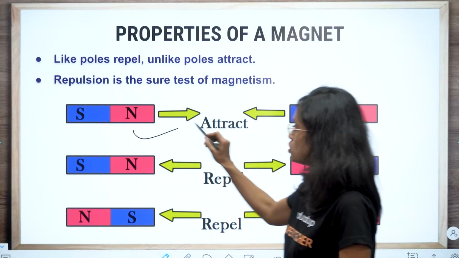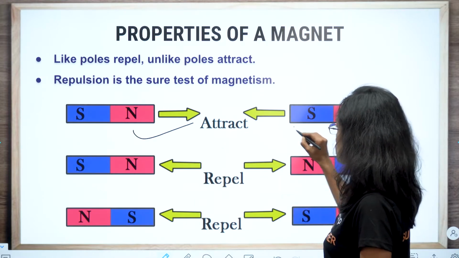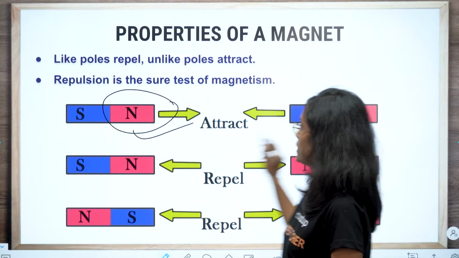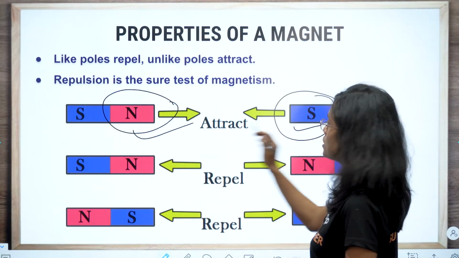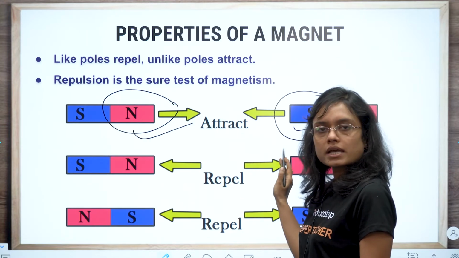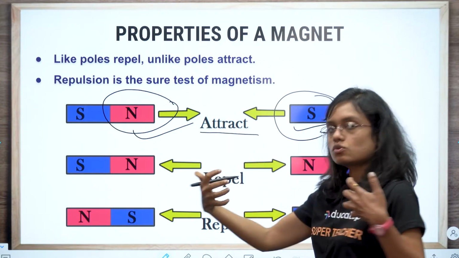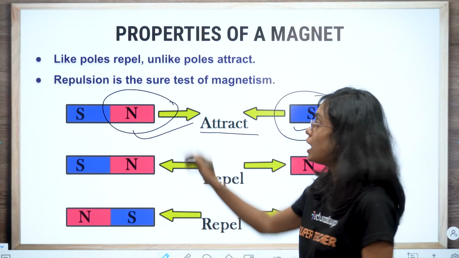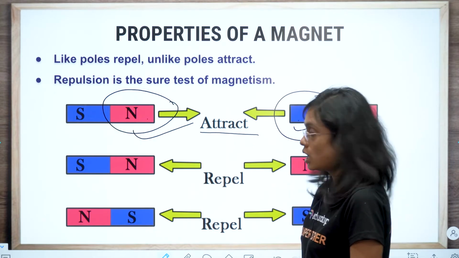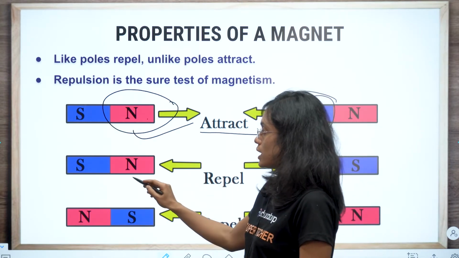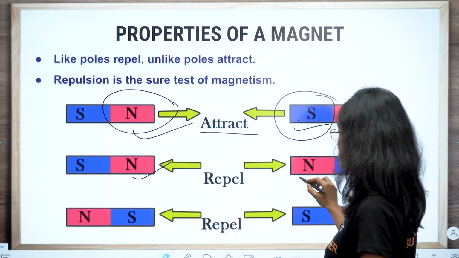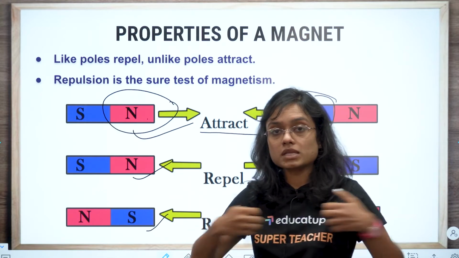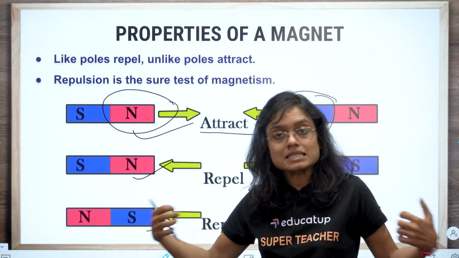See, if the two poles are opposite to each other, that means if one magnet is having north pole and the other magnet's south pole is kept towards it, so the opposite poles are kept, so they will attract each other. एक दूसरे के पास आएंगे, एक दूसरे को attract करेंगे, एक दूसरे को खींचेंगे अपनी तरफ. अगर opposite poles हैं तो. अगर same poles रखे हैं like north और north, south और south, तो वो एक दूसरे को रेपेल करेंगे मतलब एक दूसरे से दूर जाएंगे, एक दूसरे से डिस्टेंस पे रहेंगे.